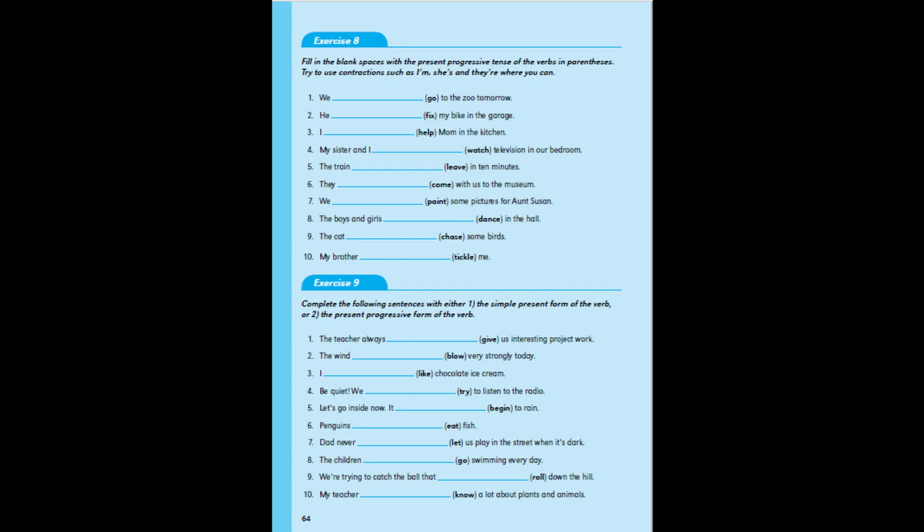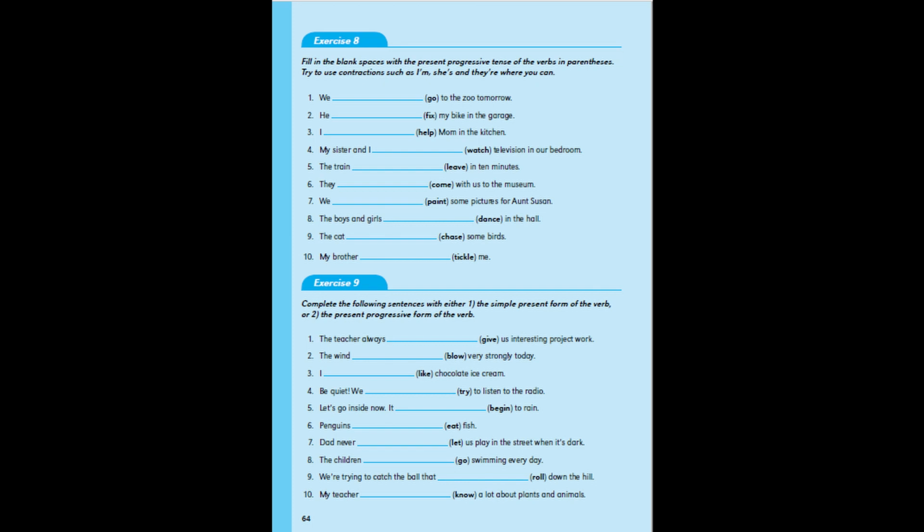Once again, I'm going to talk you through the exercises. Fill in the blank spaces with the present progressive tense of the verbs in the parentheses. Parentheses, once again, means brackets. If somebody doesn't know that, I hope you know that now. Try to use contractions such as I am, she's, and they are whenever you can. Always try to use contractions wherever you can.